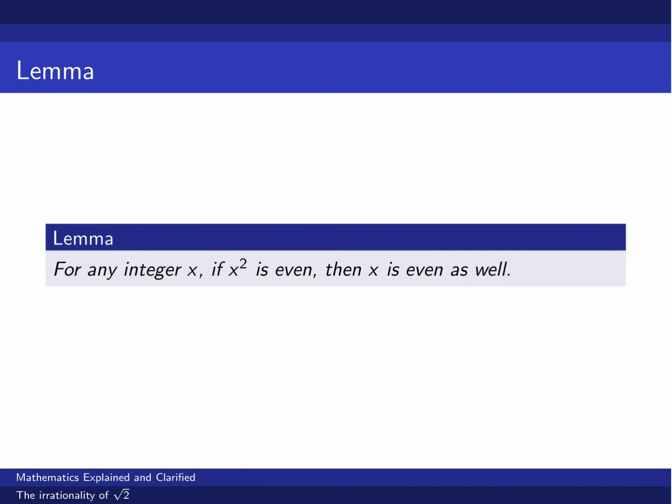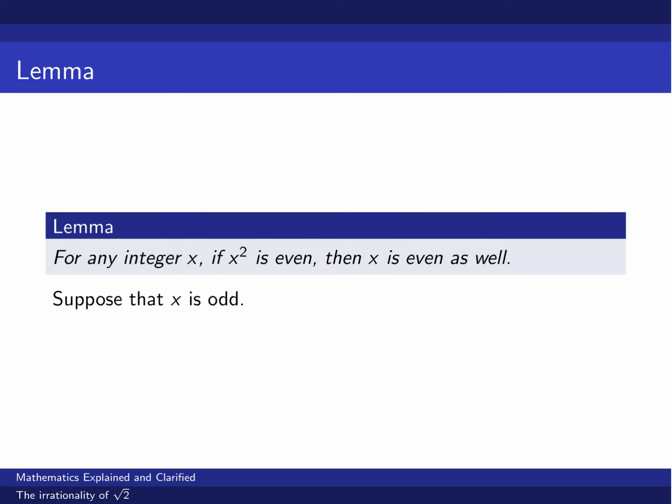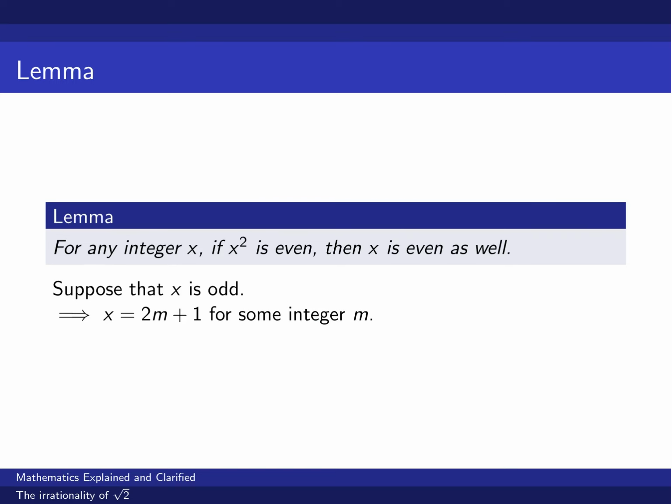So now let's prove a lemma. For any integer x, if x squared is even, then x is even as well. We are going to prove it by contradiction. So suppose that x is not even, which means that it's odd. If it's odd, then it can be expressed as 2m plus 1 for some integer m.